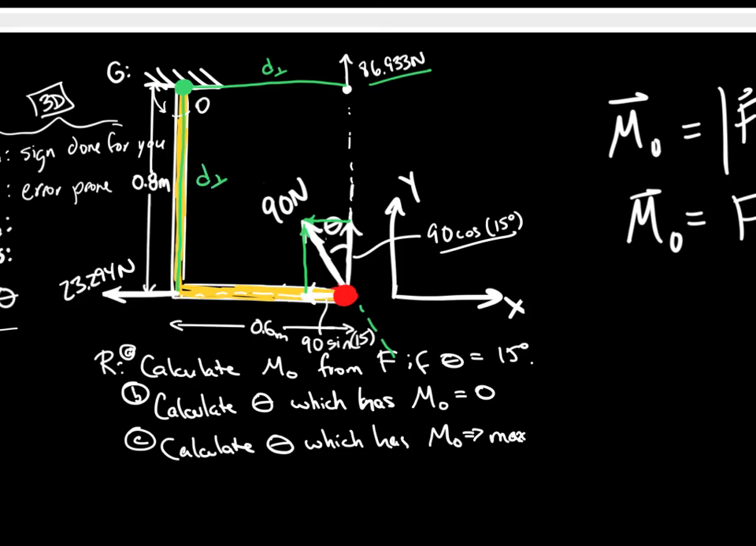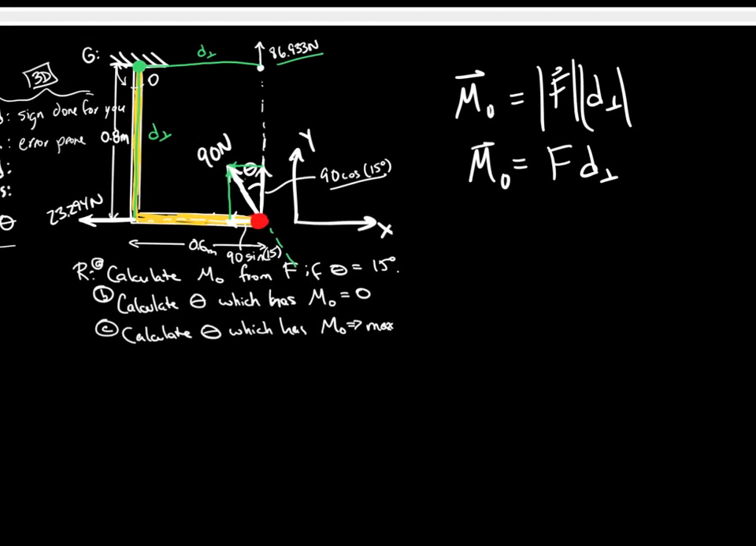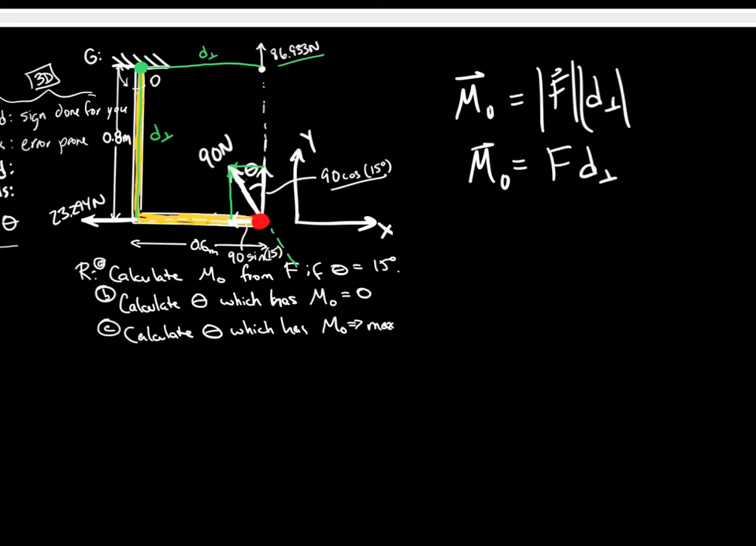Okay, so this is a little bit complicated, but to me it's less complicated than the other way. In this case, M_O equals, let's look at this vertical force, 86.933 newtons. And what is the length of that distance vector? Well, it's 0.6 meters, given in the problem. Now we have to think about the sign on that, and this is where the sign becomes difficult.